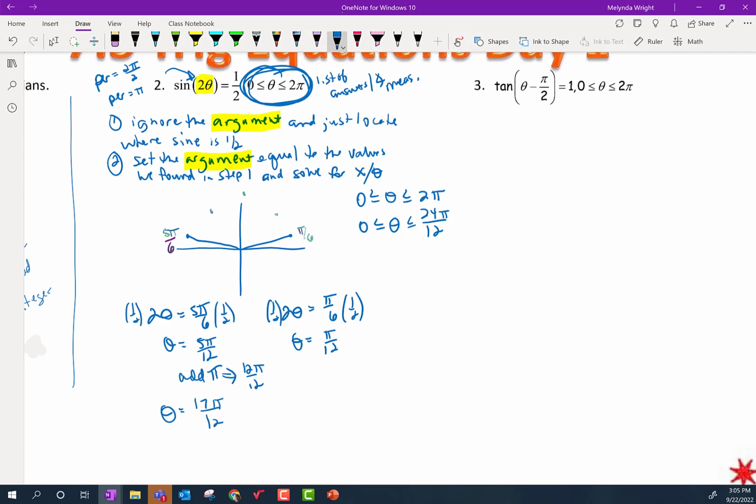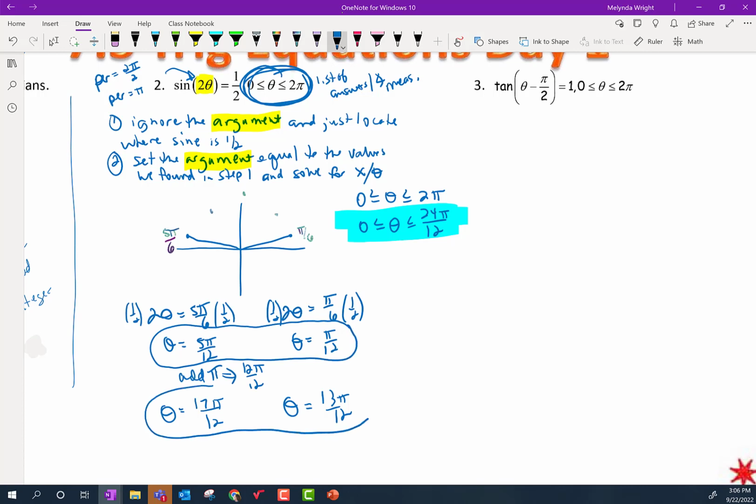Does that exist in this interval right here? Is 17 pi over 12 between 0 and 24 pi over 12? Yes, so it's an answer. Okay, so now I'm going to add 12 pi over 12 to pi over 12. So 1 pi over 12 plus 12 pi over 12 gives me 13 pi over 12. Is 13 pi over 12 between 0 and 24 pi over 12? Yes. So I have 4 answers, and that's what I should expect because my period is shrunk.